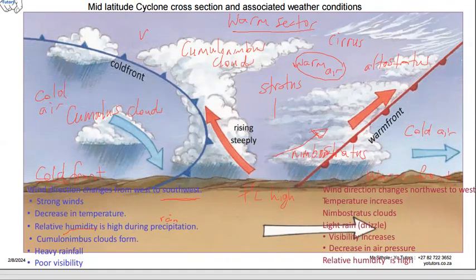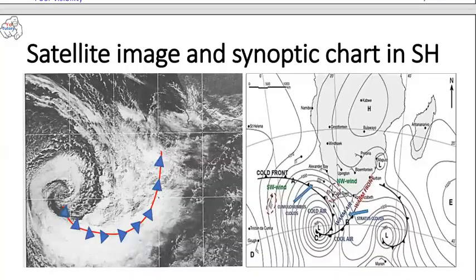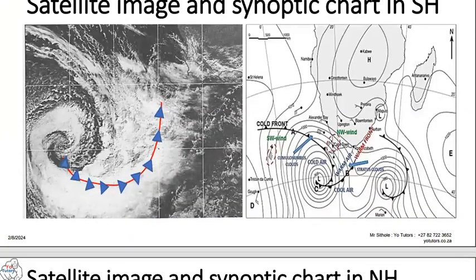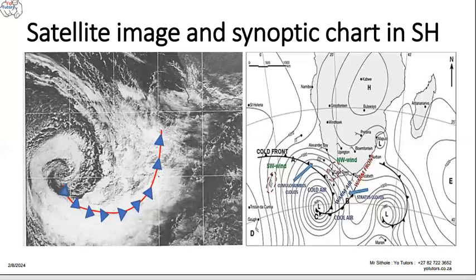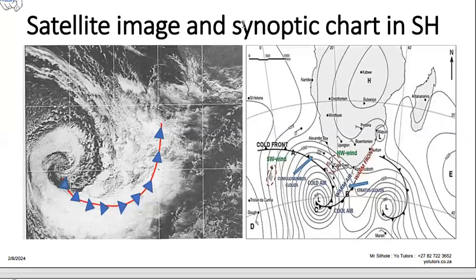Now let's move on to the next part, which is the satellite image. On the satellite image, you must understand we have the satellite image and the synoptic chart. So this is the satellite image. Here in the southern hemisphere, how do you see the direction of circulation? If you just follow it from the outside, you see that this is a clockwise circulation. Clockwise circulation is actually in the southern hemisphere.